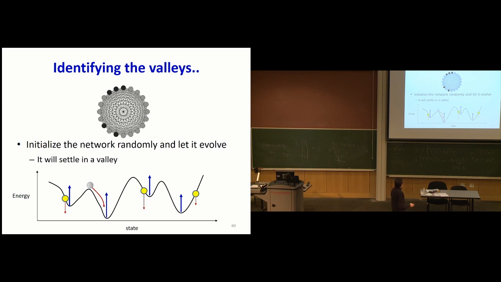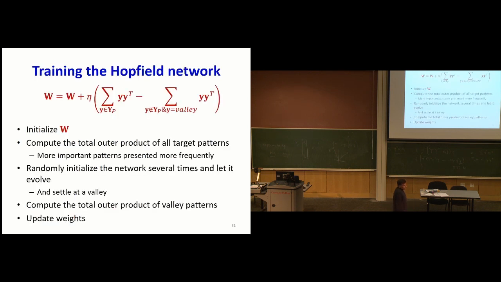So this is what the update rule now changes to: instead of the regular gradient, you're going to take the sum of the outer products of the target patterns and subtract from it the sum of the outer products of the patterns at the energy valleys. And this gives you your new modified gradient rule, right?